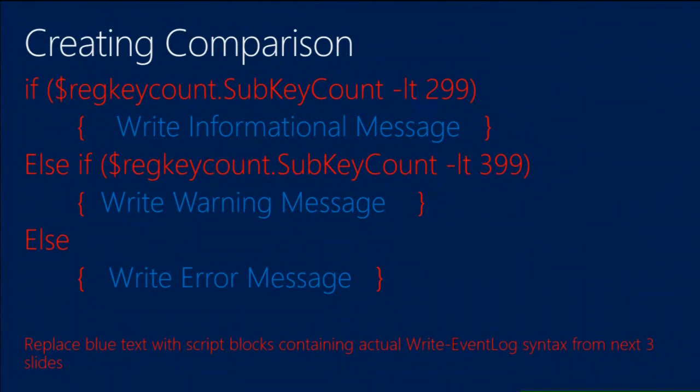So we can say here that basically we have a reg key count. If it's less than 299, then just write an informational message to let people know what the current count is. Else, if it's larger than 299, it's getting towards 399, so it's getting towards the 400 limit that we've applied, and we get a warning message just to keep people saying, okay, this might be a problem soon. And then finally, if it's more than 400, we write an error message, which we can then use to set SCOM to trigger on the error message to then clear the store down.